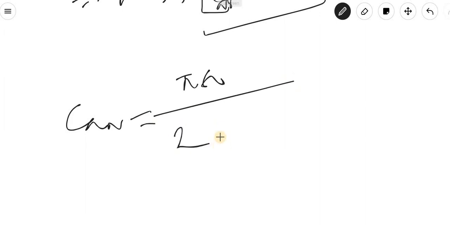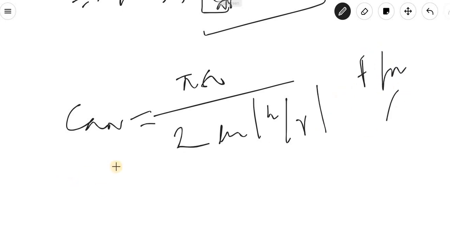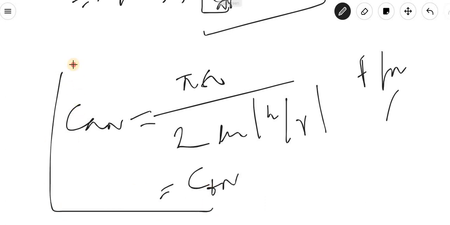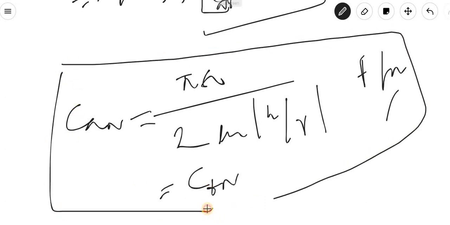So for this CAN, what will it be? Pi epsilon naught over 2 ln h by r farad per meter, and also CBN is the capacitance.